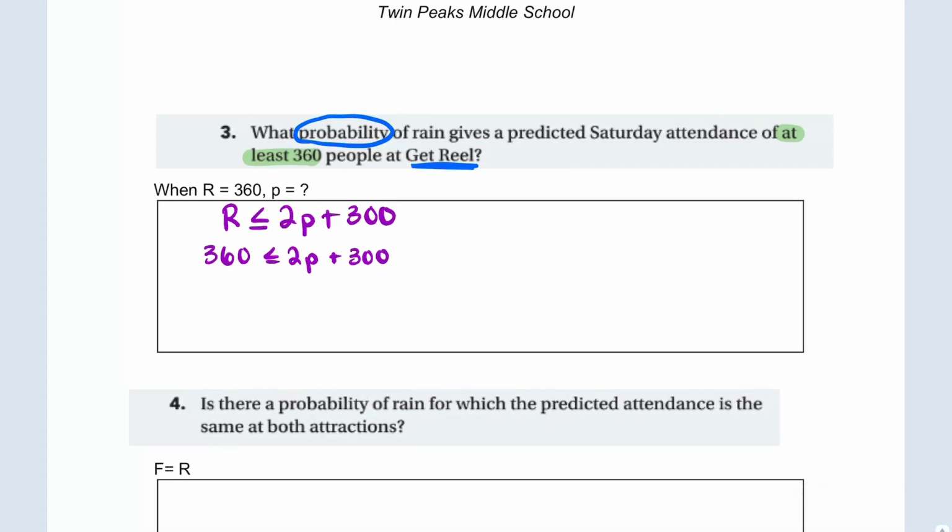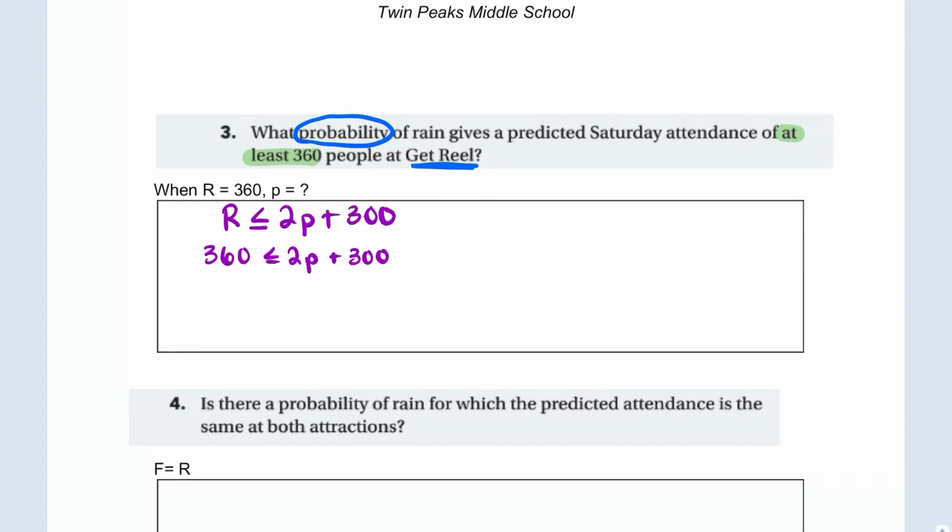Okay, so 360 is less than or equal to 2p plus 300. Or I can think of this as 2p plus 300 is greater than or equal to 360. And I believe that is exactly what we need to find here. Okay, so now we're going to go ahead and solve for p.